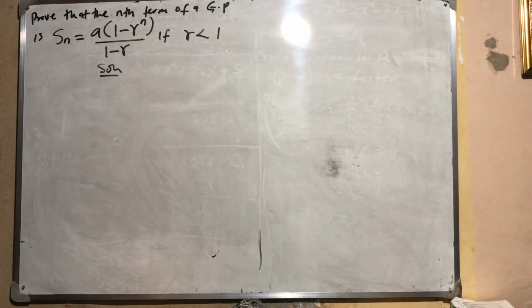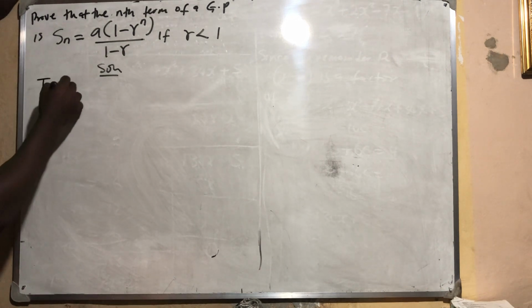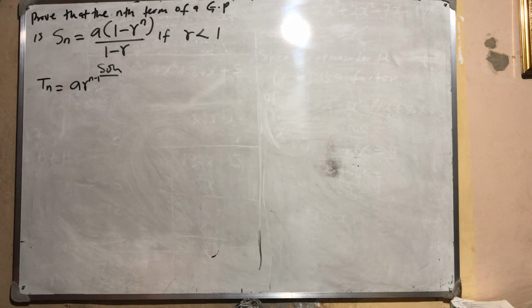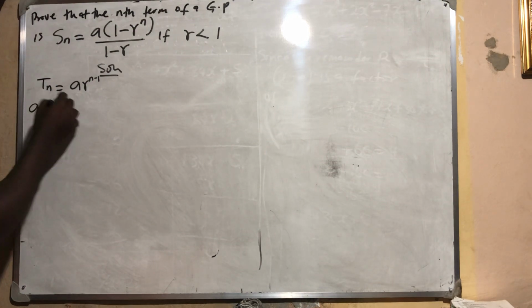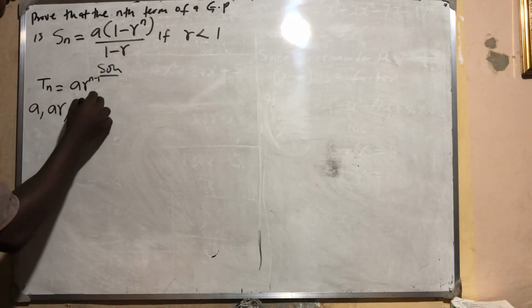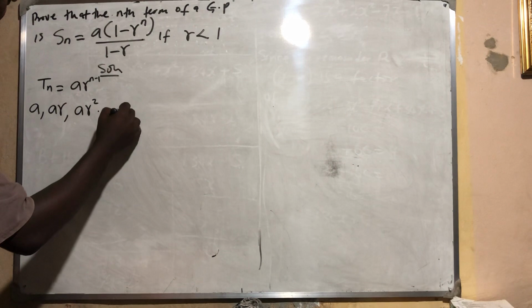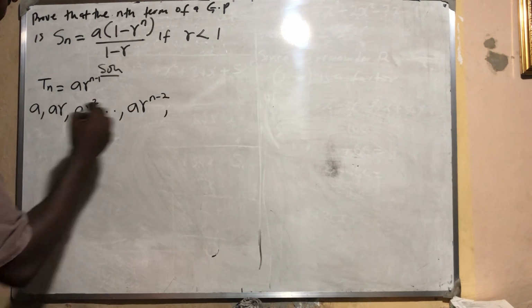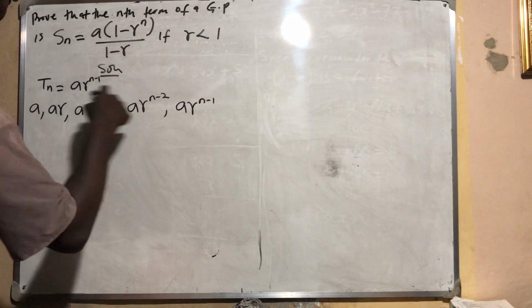Solution. The first thing you need to know is that the nth term of a geometric sequence is given by Tn equals ar raised to power n minus 1. Don't forget that the first term is a. So if the first term is a, the second term is gotten by the previous term times r, so the next term is ar. Then the next term is ar squared. Once you get here, just do dot dot dot. Then the next term is ar raised to power n minus 2, and the last term is ar raised to power n minus 1, which is this formula.